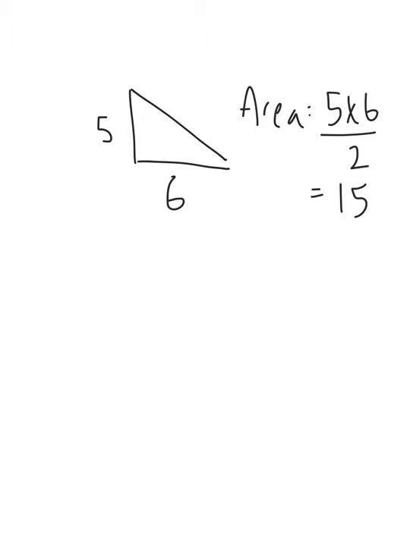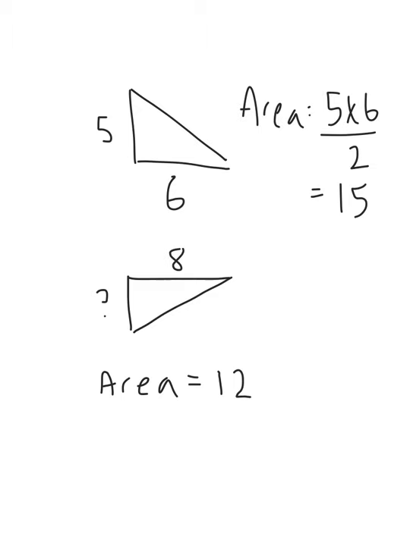answer. So slightly harder, what happens if I've got a triangle, and let me draw it like this time, and I tell you that this is 8, and I don't tell you what the height is, but I tell you that the area is 12. Okay, so we know that the area is the height times the base divided by 2.